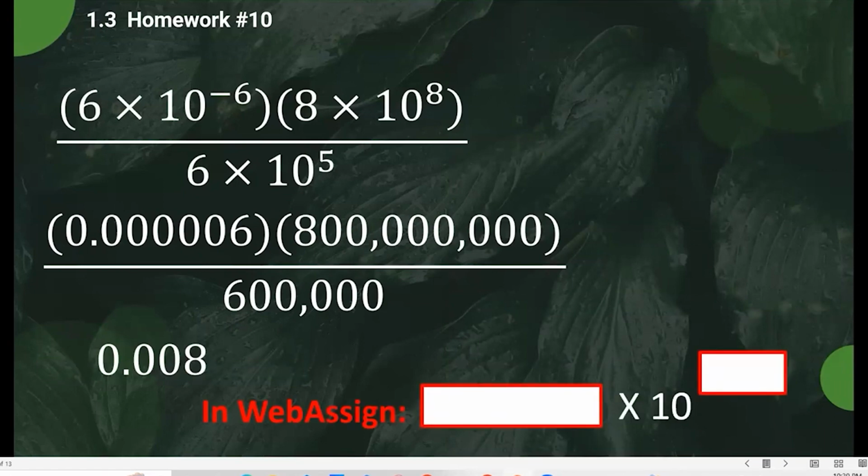Remember we have WebAssign. In WebAssign, they're going to want your answer like this. So we have 0.008. I'm going to have to move this decimal place 1, 2, 3. So I have 8 times, now what's going to go here? I moved the decimal place 3 times, right? But do I put a 3 here? What goes here? What do you think? This is a very small number, so hopefully you see that a negative 3 goes there. So 8 times 10 to the negative 3rd.